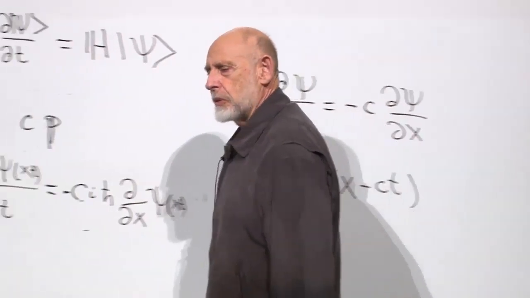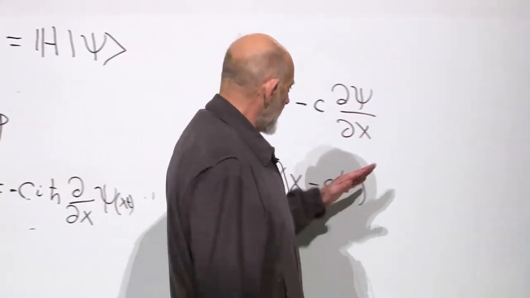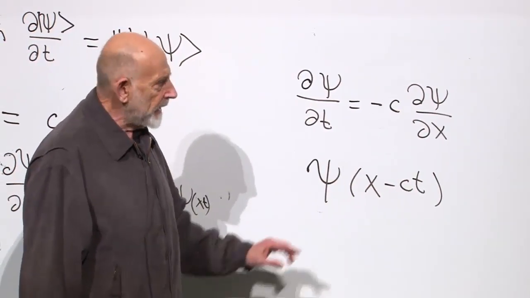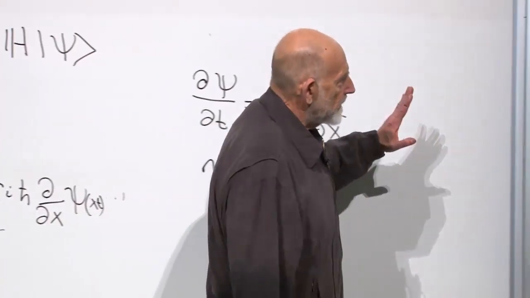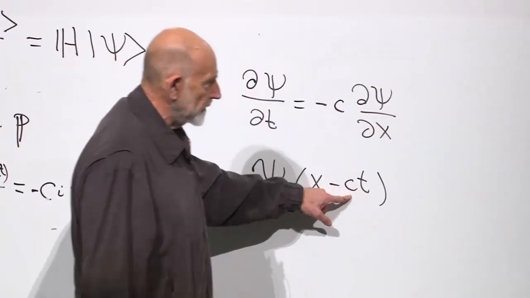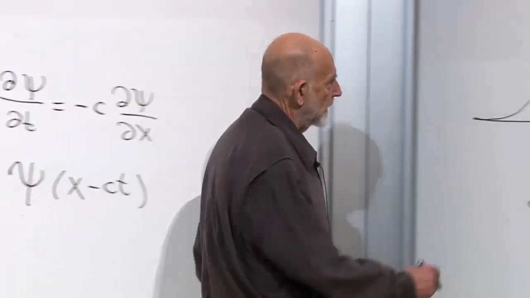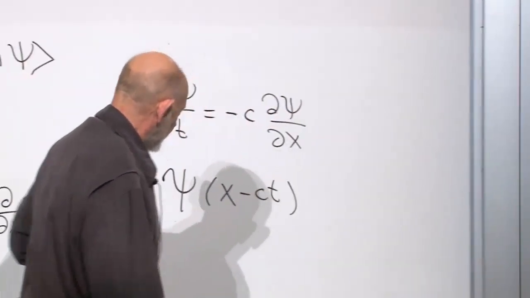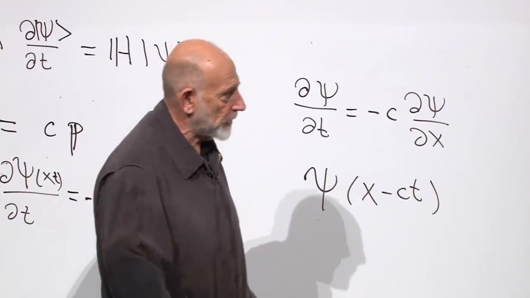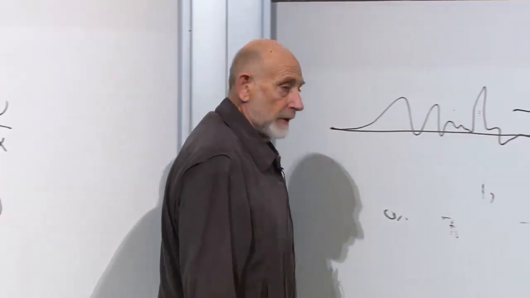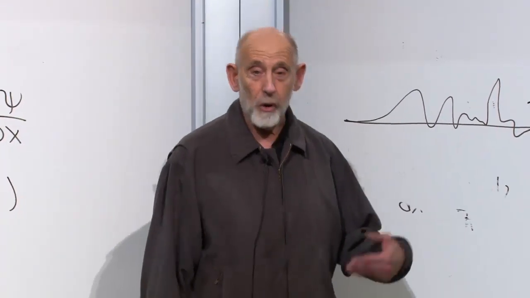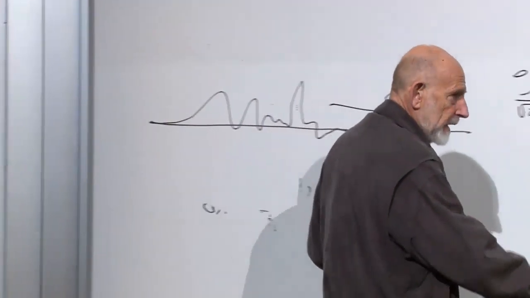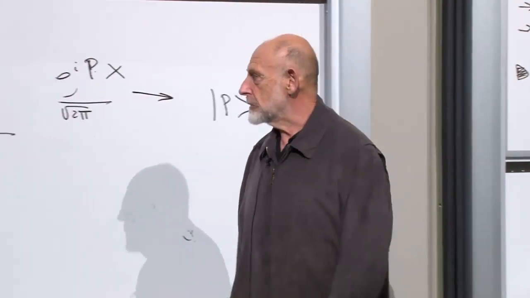We let the time go forward. What happens to this solution? What happens to the solution is it stays exactly the same shape, except every feature of it moves with a velocity c. The features of it move to the right with uniform velocity c. That's what this function is. It's just a function which moves rigidly without changing its shape. And of course, it's a complex function, so it has a real part and an imaginary part, but both of them maintain exactly the same shape, and they just slide down the axis uniformly with a velocity c.